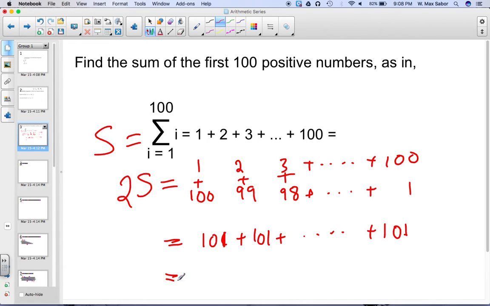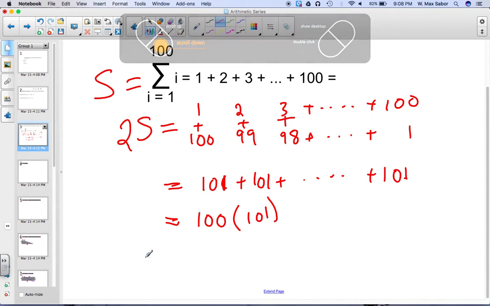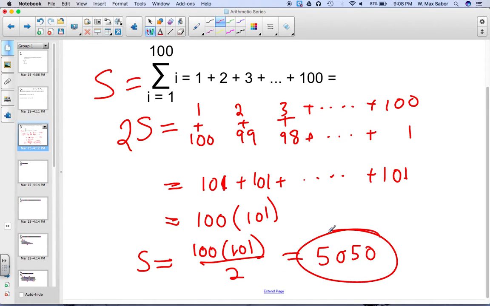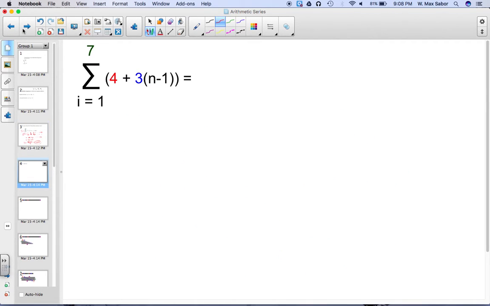And how many copies of this are there? Well, it's 100 times 101. So in other words, S equals 100 times 101 divided by 2, because we multiplied by 2 in the beginning. And that's 5,050. So we didn't have to bother typing all of those numbers into a calculator or adding them up in a list. That's the sum. And we're going to use this idea and apply it to a bunch of other things.